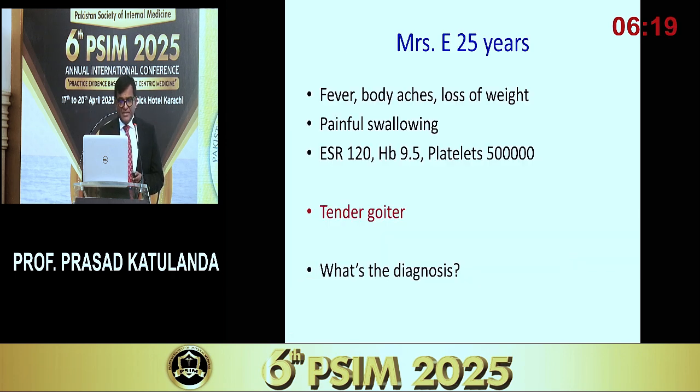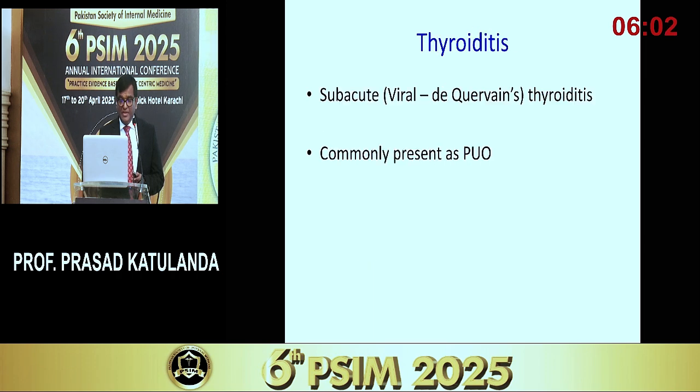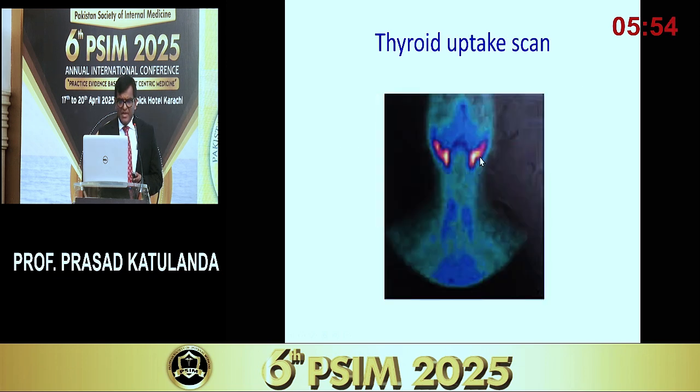Coming to another case where a patient has presented like a PUO-like picture: fever, body aches, loss of weight, painful swallowing, with high inflammatory markers, high ESR, low HB, high platelet, tender goiter. I think most of you agree that we are dealing with subacute de Quervain's thyroiditis. I have seen many patients presented like PUO.